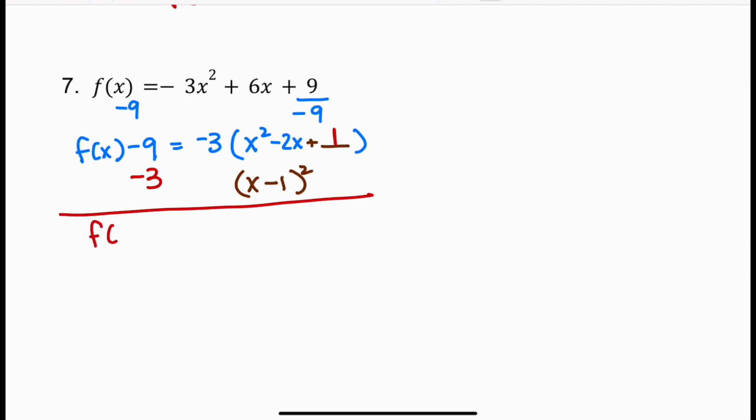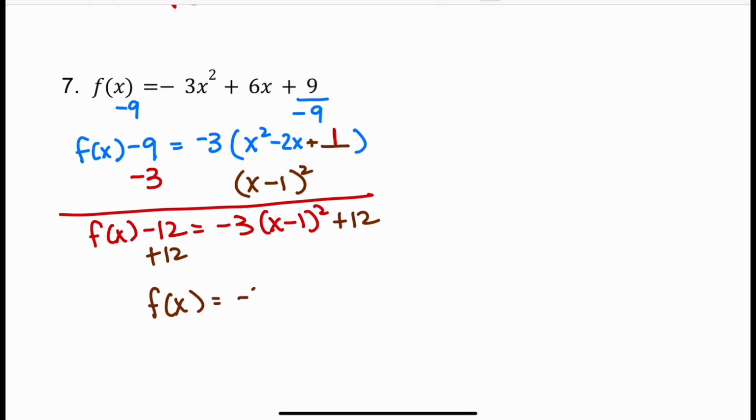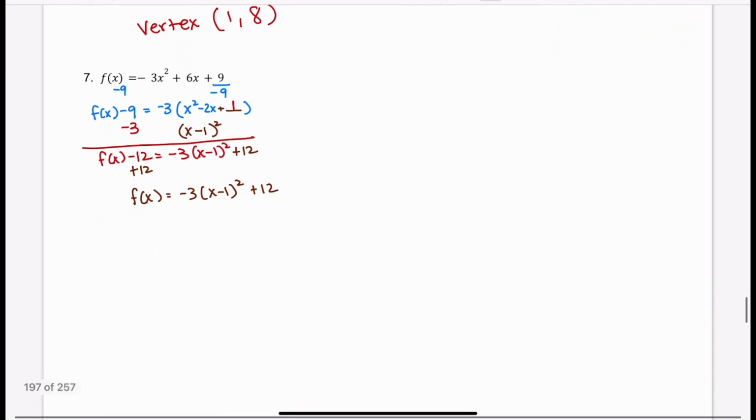So I'm going to have f of x minus 12 equals negative 3 times x minus 1 squared. I'm going to now add 12 to both sides of the equal sign. And I get f of x equals negative 3 times x minus 1 squared plus 12. So my vertex will be, I have a negative 1 here, that shifts it to the right one, and a positive 12 makes it go up 12. So 1, 12 would be my vertex.